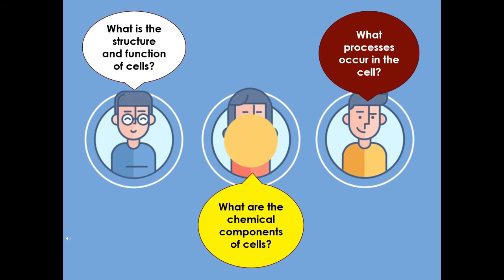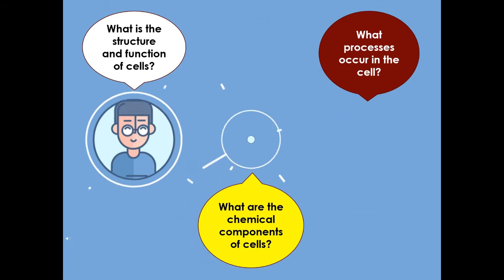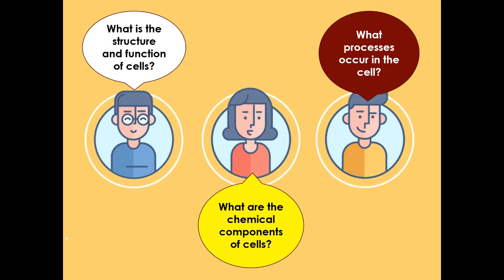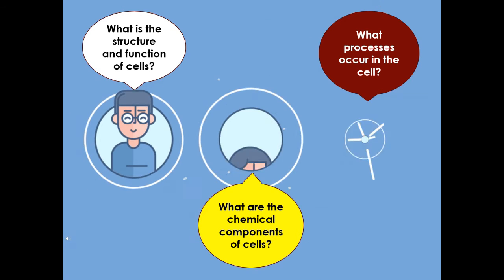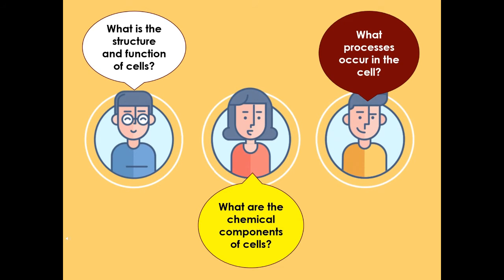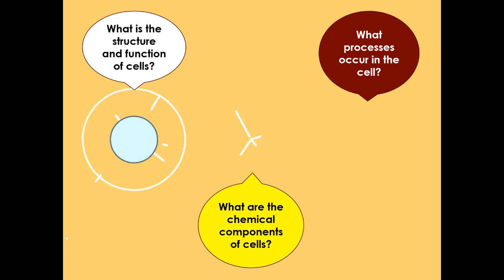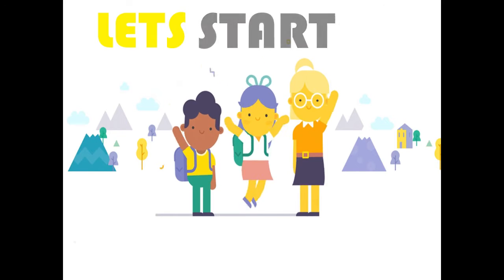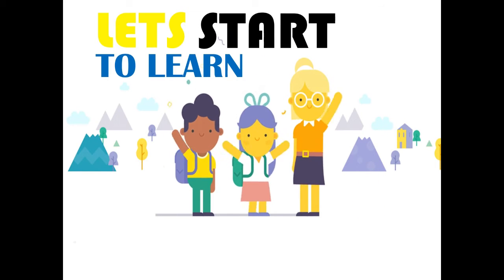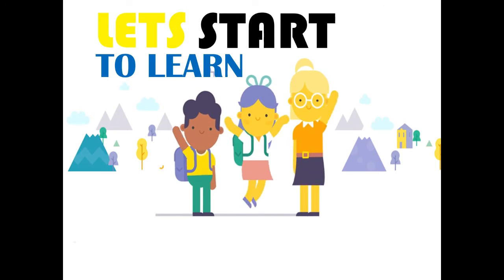And after you know the definition of the cell itself, you might ask several questions, such as what is the structure and the function of cells? The second is what are the chemical components of cell? And the last is what process occur in the cell. So without further explanation, let's start to learn about cell. Enjoy!